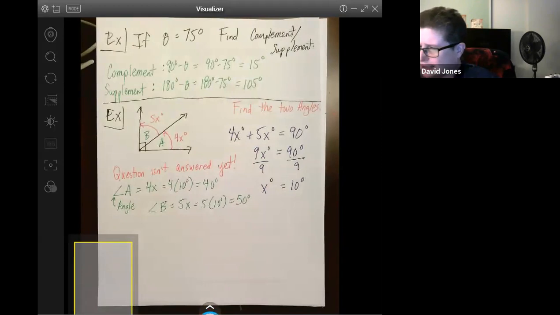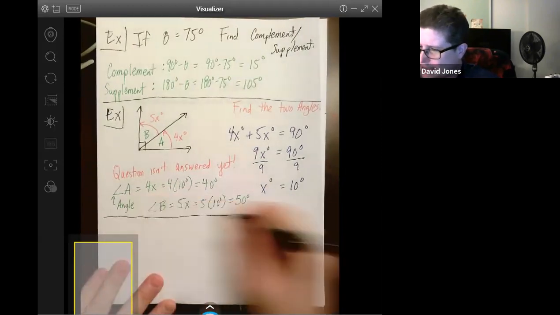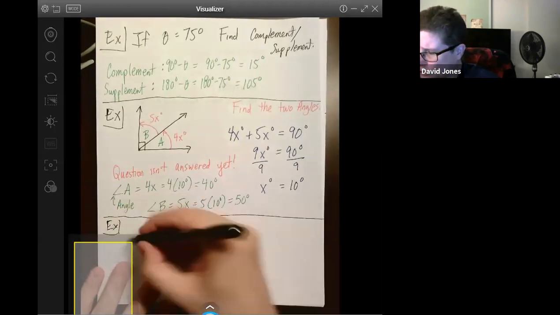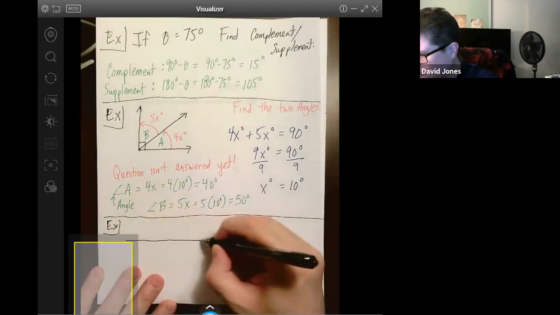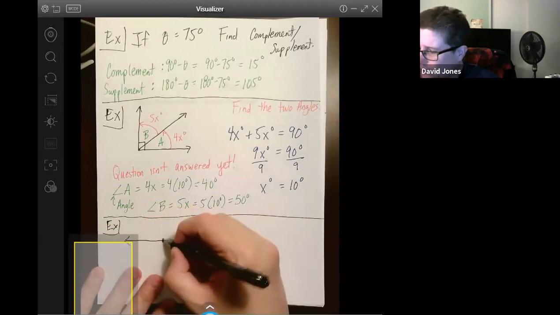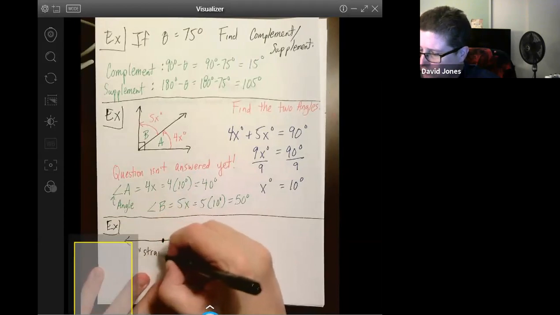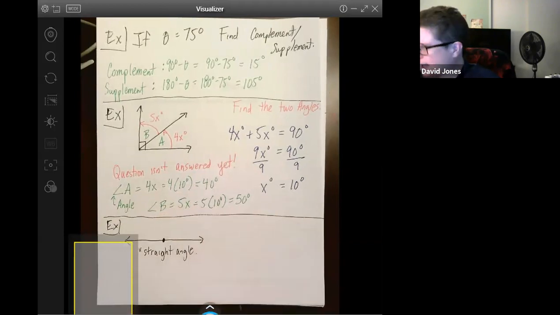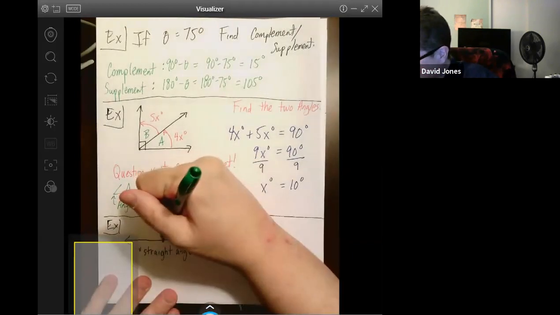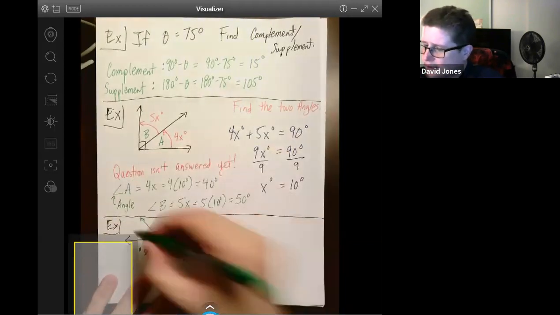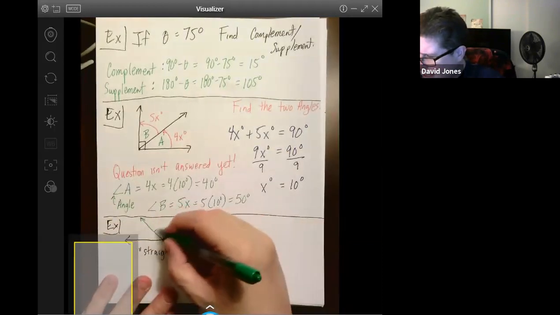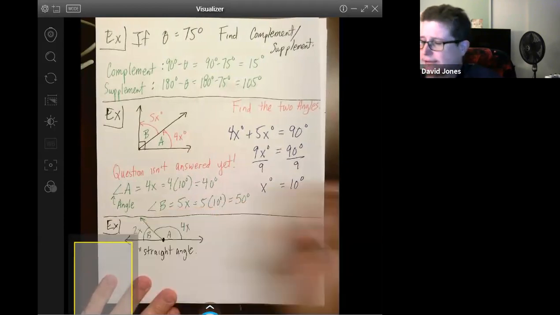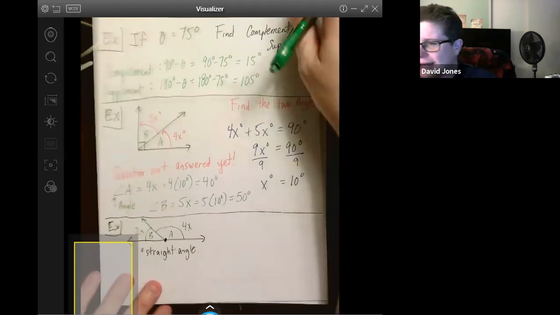All right, let me give you guys one to try. Pause it when you do it. Here we'll use a straight angle. There's no symbol to indicate a straight angle, but assume it's a straight angle. Okay, and angle A is 4x, angle B is 2x. Go ahead and try to figure that one out.